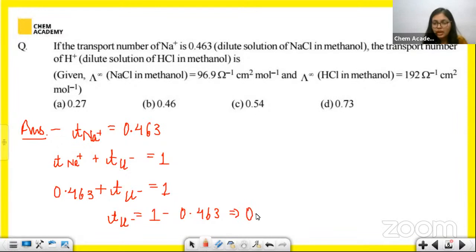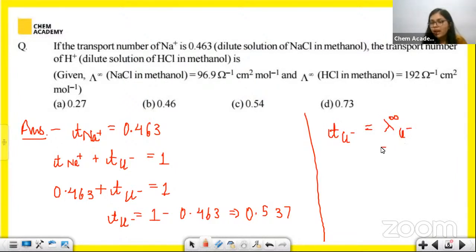So the answer is coming out to be 0.537. All right. Now we have gotten the transport number of Cl. Another important thing that we need to remember is that the transport number of Cl is going to be equal to the limiting molar conductance of Cl divided by the limiting molar conductance of NaCl.